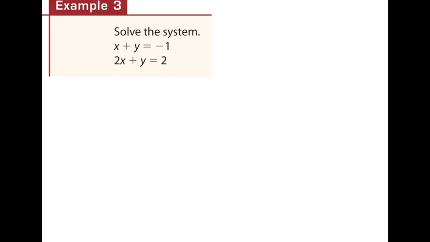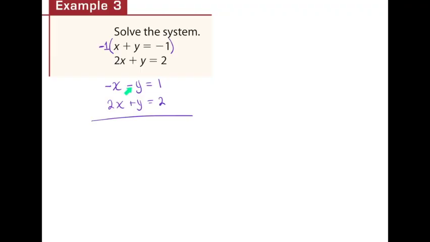So if I want it to be the opposite, then I can say, well, I am going to multiply everything in this by -1. That makes my x a -x. That makes my y a -y. That makes my -1 a +1. For this particular case, I'm going to leave the second equation alone. 2x plus y equals 2.